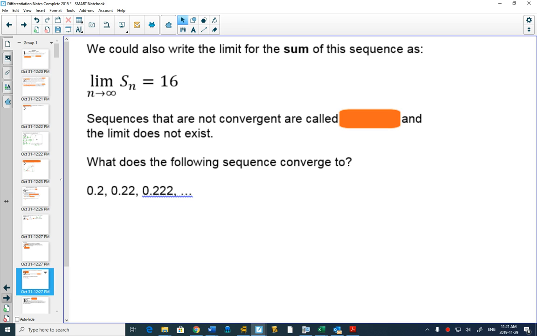So sequences that are convergent have a limit. Sequences that are not convergent are called divergent, and they don't have a limit.